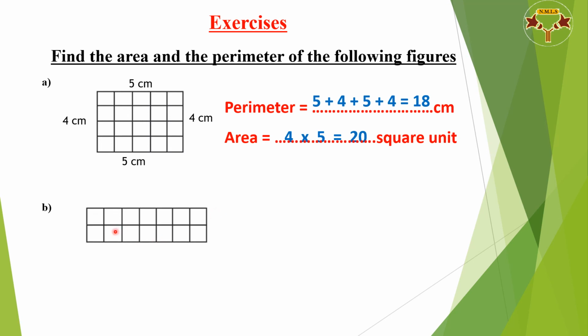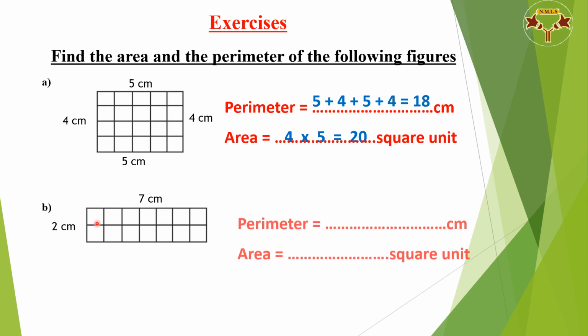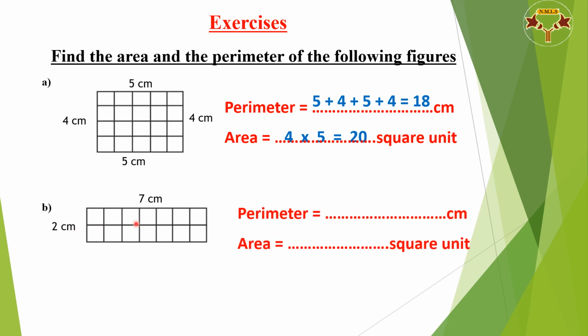Number B. Here we have another rectangle. Its length is 7 cm and its width is 2 cm. And I want to get its perimeter and its area. At first, if the longest one equals 7, then the other longest one will be 7. If the shortest one equals 2, then the other shortest one will also be 2. Okay? If I want to get perimeter, then 7 plus 2 plus 7 plus 2. The answer will be 18.